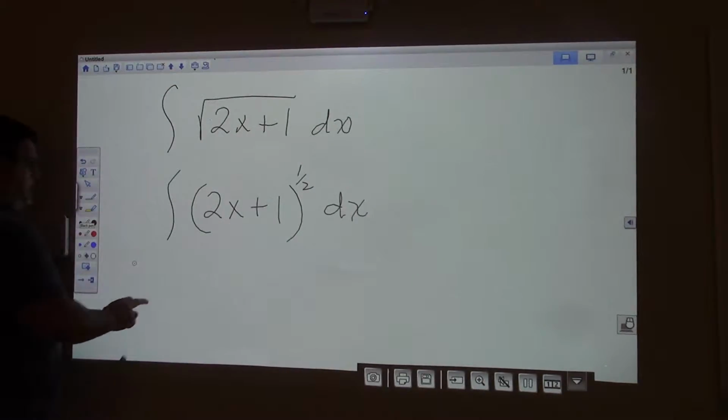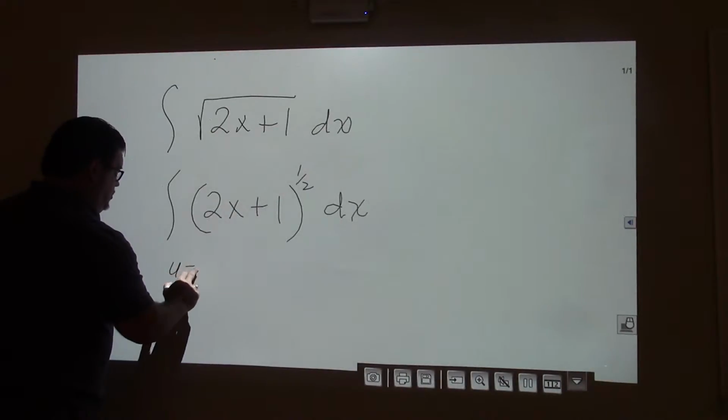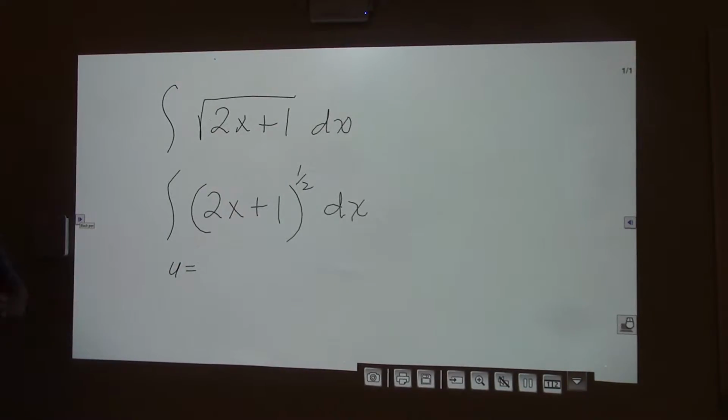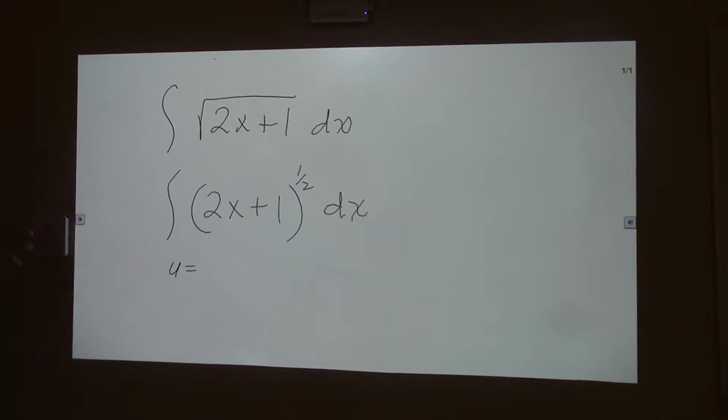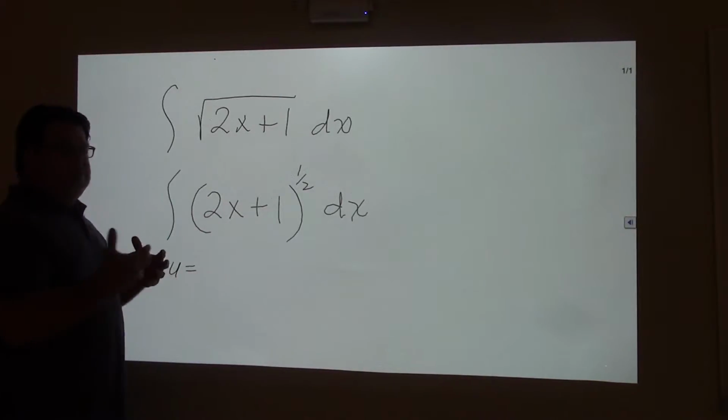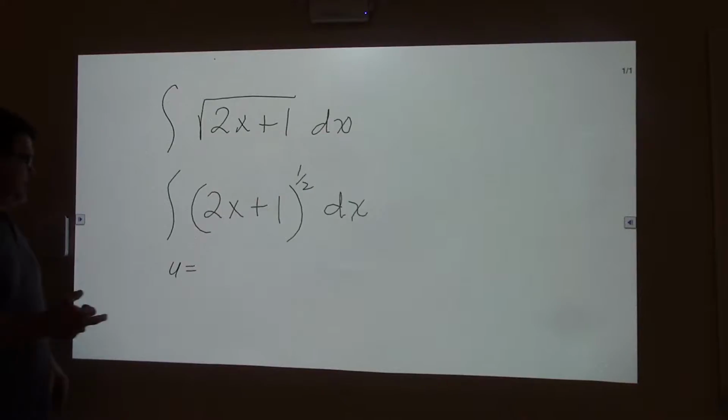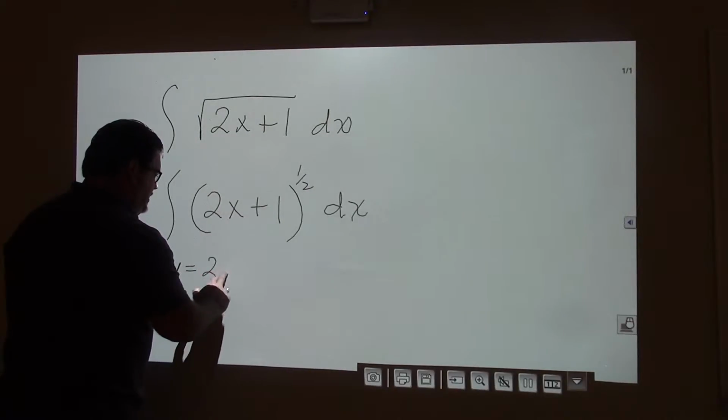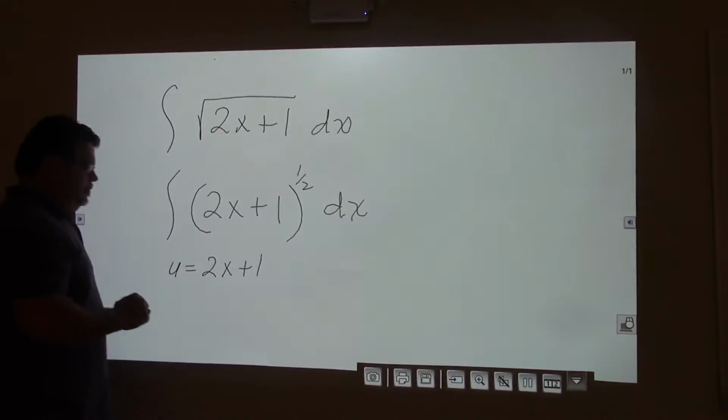But anyway, you basically use substitution. And you used u because they're getting you ready for calculus. So the first thing you do is you say u is equal to whatever the most complicated part of the problem is. And the most complicated part of the problem here is the 2x plus 1, because it's inside the radical, so it's not good. So you make u equal 2x plus 1.